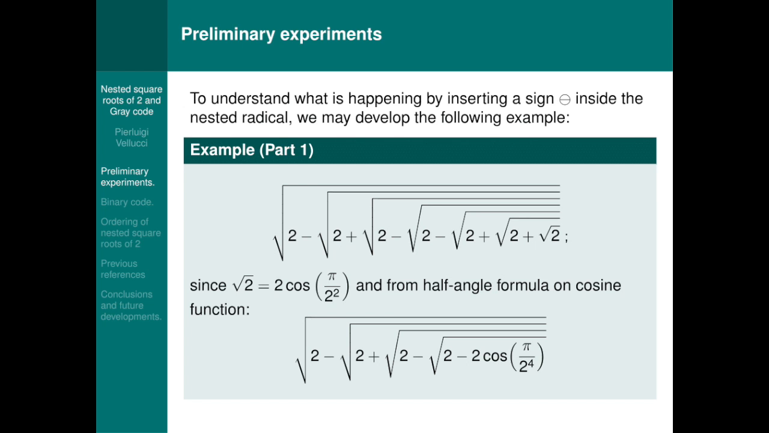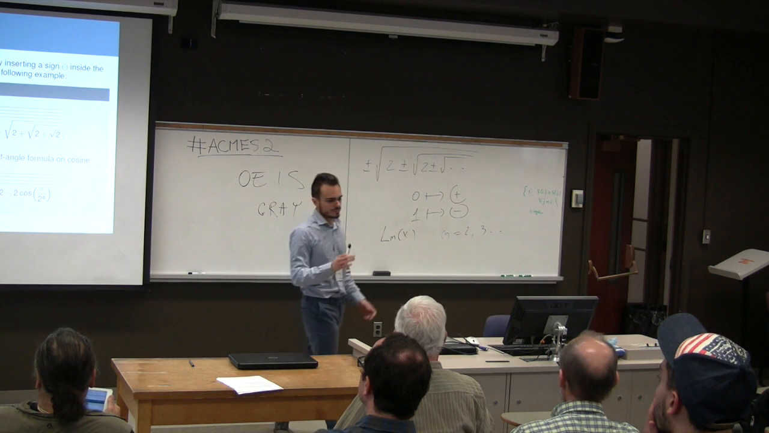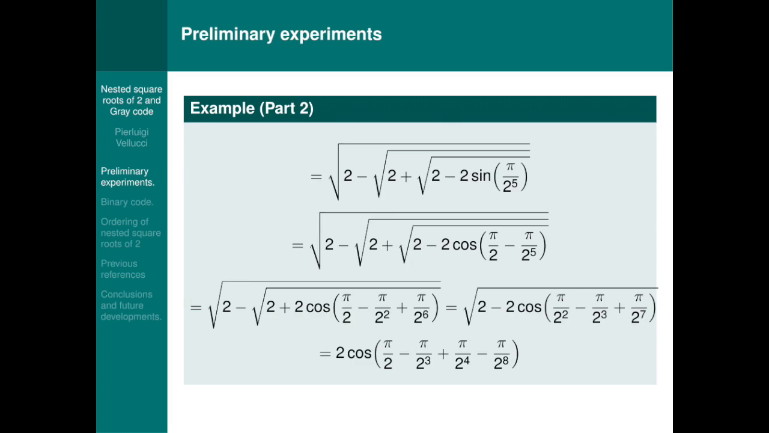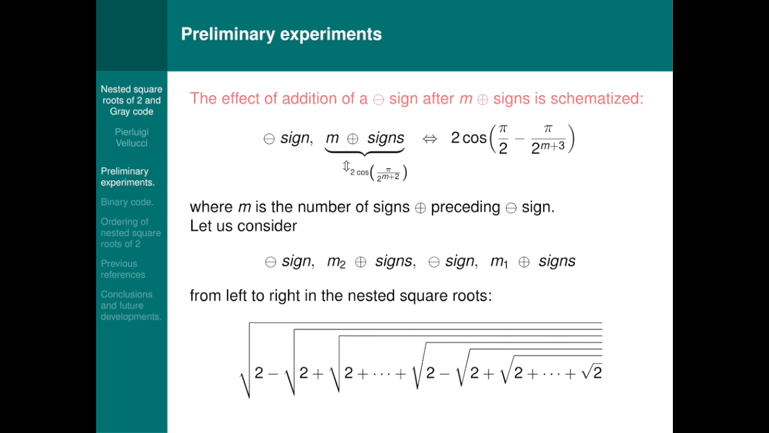To understand what is happening by inserting a minus sign or more minus signs inside the nested radical, we consider the following example. We have these nested radicals with more plus and minus signs. Thanks to a well-known trigonometric formula, we have that this nested form can be rewritten in this way. But we analyze this simple result. The effect of the addition of a minus sign after m plus signs is schematized from left to right. A minus sign after m plus signs is translated into the presence, in the argument of the cosine function, of a pi over 2 and a minus sign.